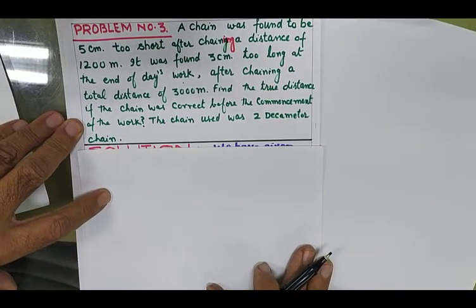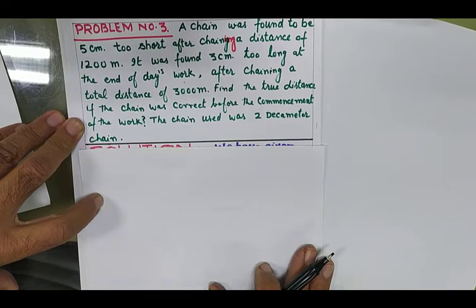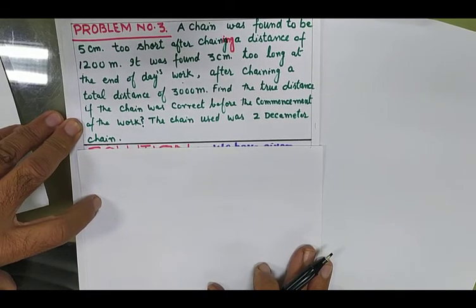So this problem is different from the previous one. Here, first the chain is too short, and in the second case, the chain was too long. So need not to worry. When it is too short, you take the value of E as negative, and when it is too long, you take the value of E as positive. Remaining process is the same.